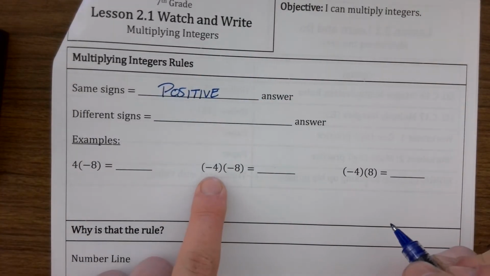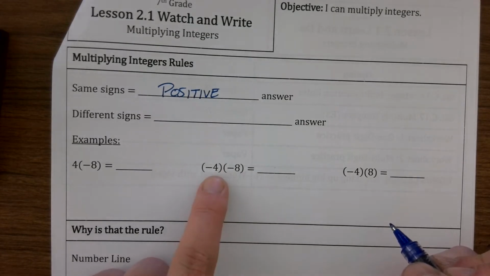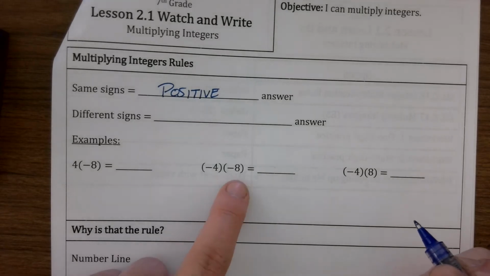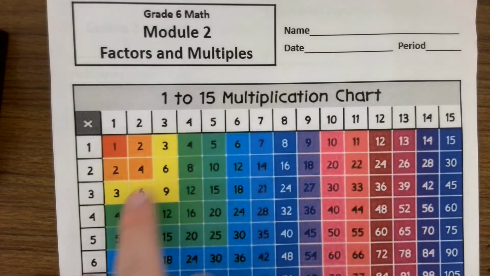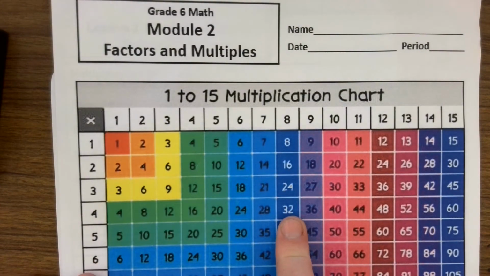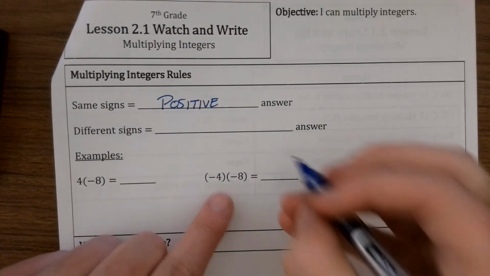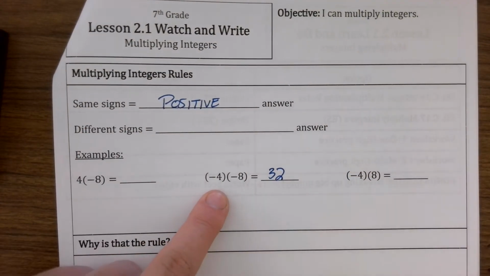For example, here we have negative 4 times negative 8. These are both negative. They have the same sign. That means all I have to do is figure out what is 4 times 8. Well, use my multiplication chart. Here's 8. 1, 2, 3, 4, 32. 4 times 8 is 32. Because I have the same signs, my answer is going to be positive.